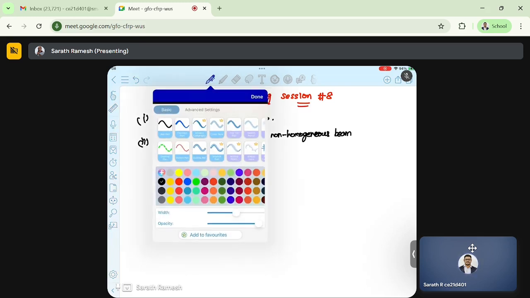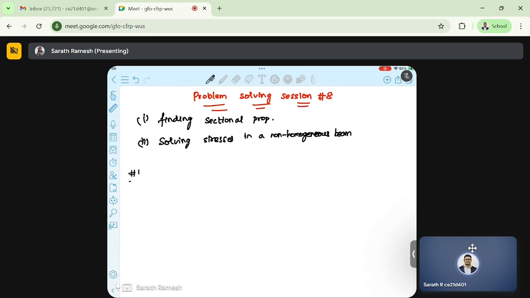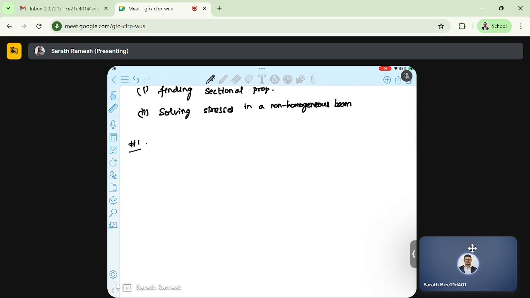So let's start first with the section. I'm going to directly start with a problem. So problem number one for the day. Suppose we have a section, a channel section. Let me draw it a little neatly. The section is given, and we need to find the centroid and the moment of inertia.